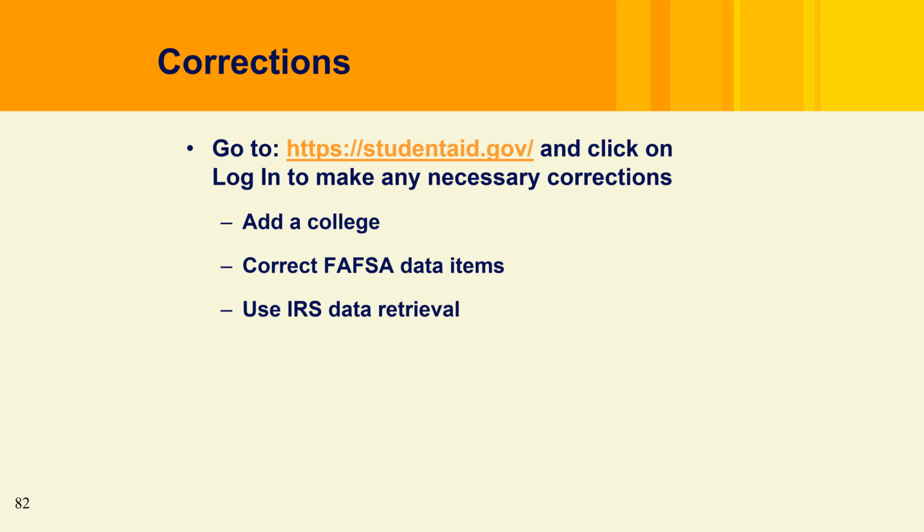If you need to make corrections, you can go back to studentaid.gov and click on Login. You can add a college, you can correct any FAFSA data items, or you can use the data retrieval tool if you did not use the data retrieval tool the first time.